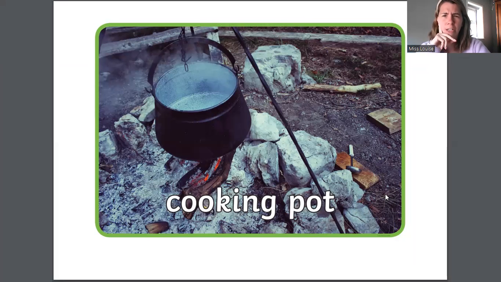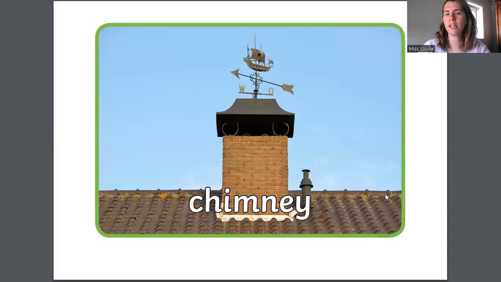That's a funny looking cooking pot. It's quite old. I wonder why it looks like that. I don't have one like that, do you? And we'll move on to the next picture.